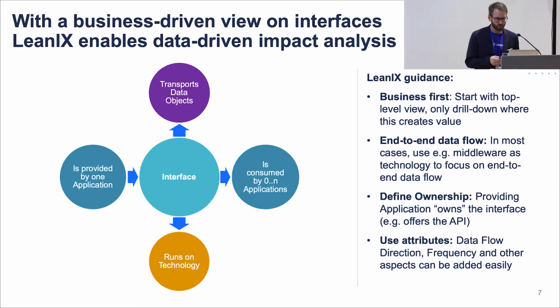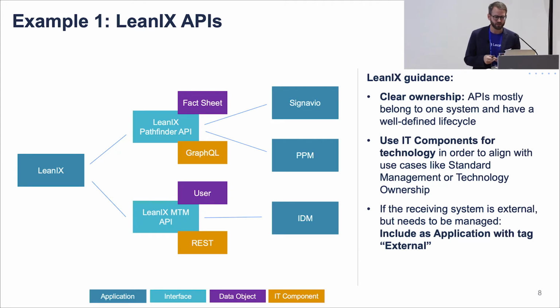So to make that a little bit more concrete, we don't want to focus on technical descriptions of interfaces on a really detailed level, but our focus is really, look at the data flow, try to map it end to end. So if we take the first example, the LeanIX APIs. So you have LeanIX as the providing application on the one hand side. You have other tools like maybe Signavio or a project portfolio management tool on the other side. And they are connected via an API, in this case the LeanIX Pathfinder API, which then transports fact sheet information and relies on a GraphQL technology. And the data flow can go in both directions. So also from Signavio to LeanIX, the data could be flowing.